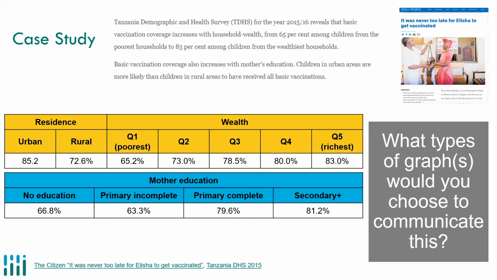So some examples of graphs that you might have chosen include bar graphs, but you might also use a connected dot plot where each dot represents an estimate for that particular wealth quintile, and then the length of the line between those estimates can emphasize the gap.